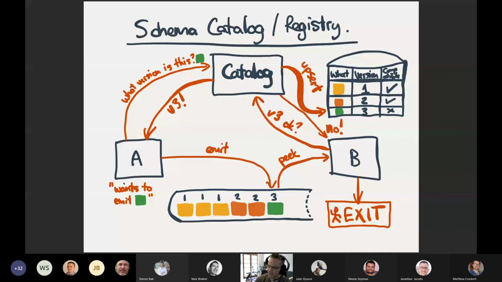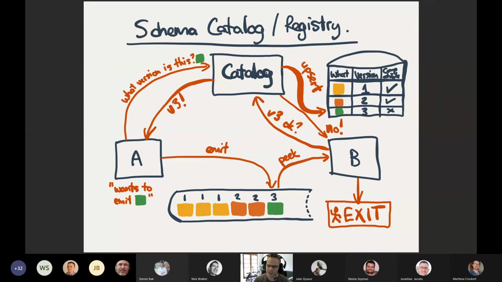So we've got A here, and he wants to emit this little green event, right? He wants to emit that thing. So before he emits it and before he writes it to the stream, he may query the catalog and say, hey, here's the catalog's database, and that catalog knows about a yellow blockie, which is version 1, and the orange blockie is version 2. But A's got a new blockie, a green one.